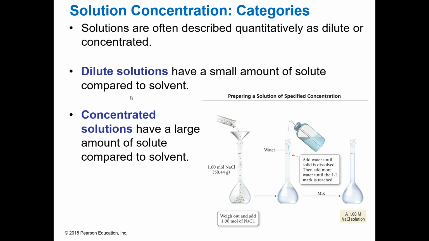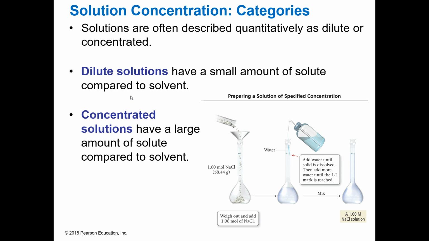Solution concentration, we have what we call a dilute solution or a concentrated solution. So a dilute solution is when I have a really small amount of my solute compared to the solvent. So this would be like a little bit of salt and a whole lot of water. A concentrated solution is where I have a large amount of my salt dissolved into my solvent.